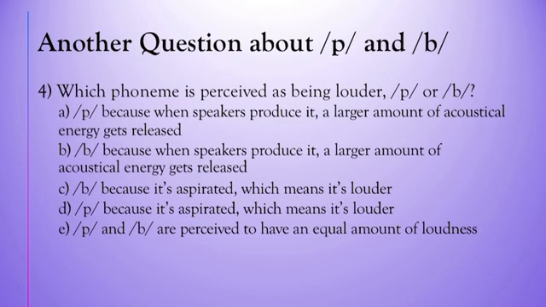And now I have just one more question about P and B. Which phoneme is perceived as being louder, P or B? A says P because when speakers produce it, a larger amount of acoustical energy gets released. B says B because when speakers produce it, a large amount of acoustical energy gets released. C says B because it's aspirated, which means it's louder. D says P because it's aspirated, which means it's louder. And E says P and B are perceived to have an equal amount of loudness.